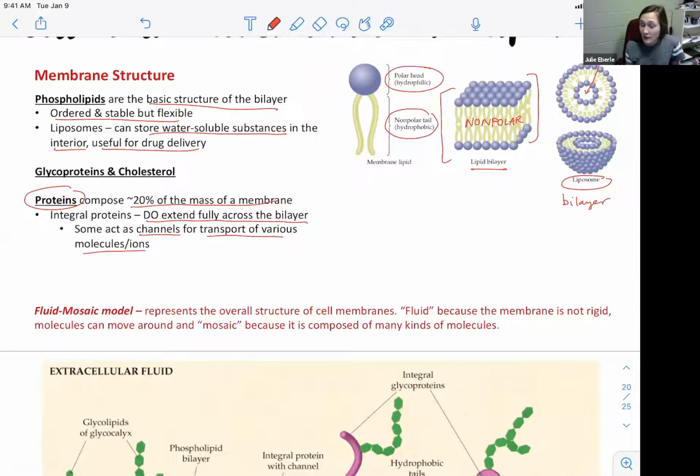So because we have all different kinds of molecules, it's just such an eclectic mix of molecules. You may have heard this before, we describe our bilayer and our membranes as a fluid mosaic model. This is what represents the overall structure of our cell membrane. Fluid, why? Because the cell membrane isn't rigid. Things can pass through it. It's fluid-like. But mosaic, because all different kinds of molecules compose our cell membranes. So fluid mosaic model.